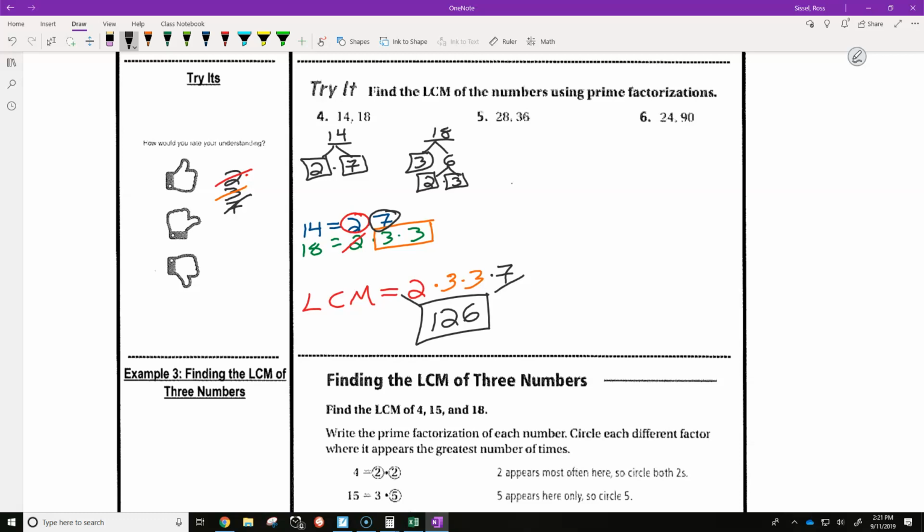If we would use method 1, I would have been skip counting by 14 9 times. I would have skip counted by 18 7 times. So still not that big of numbers. Okay, let's cross these two numbers off.